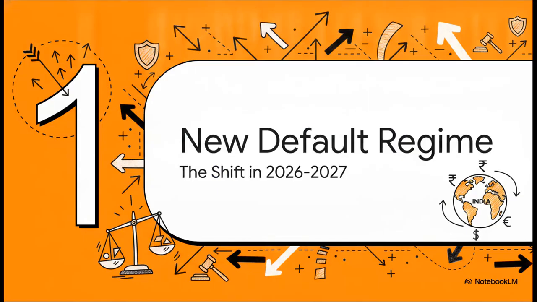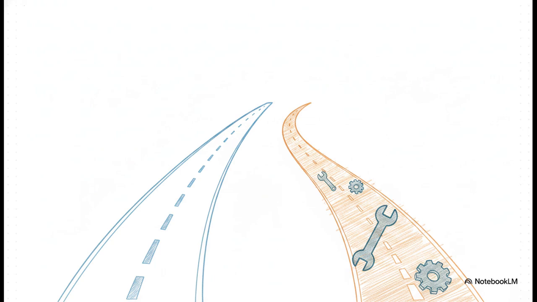Number 1, the new default regime. The shift in 2026-2027. Okay, we need to establish the ground rules of this recent shift in the tax code because the landscape has officially changed. On one hand, the new regime under Section 115BAC is now the automatic default. It's designed to be completely simplified, so it requires virtually zero tracking of receipts. Super easy. But on the other hand, the old regime hasn't totally disappeared. It's still there as an opt-in path for those of you who really love customizing your deductions.